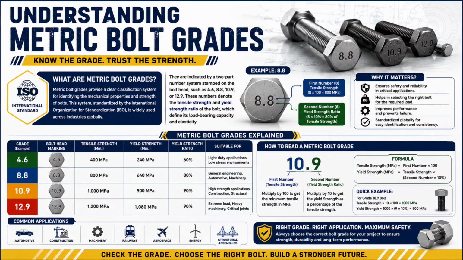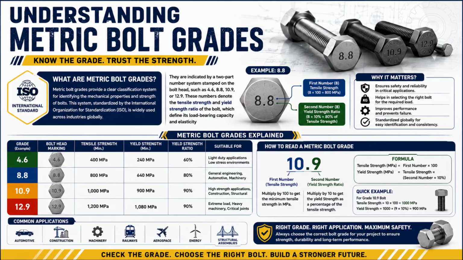Now we'll look into how to understand the metric bolt grades. Metric bolt grades provide a clear classification system for identifying the mechanical properties and the strength of the bolts. This system is standardized by the International Organization for Standardization, ISO, which is widely used across industries globally. The bolt grade is indicated by a two-part number system stamped on the bolt head in the format X.Y. The common bolt grades are 4.6, 8.8, 10.9 or 12.9.